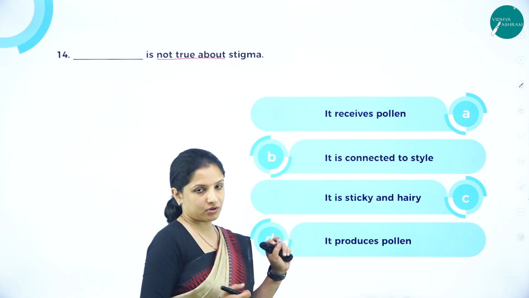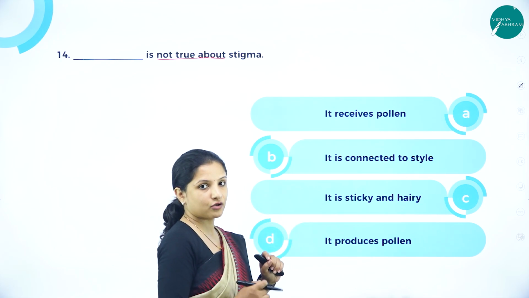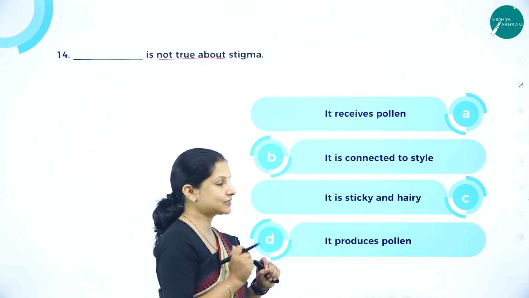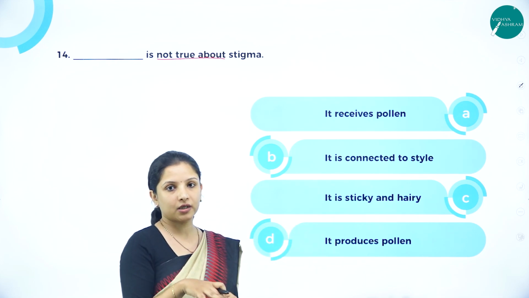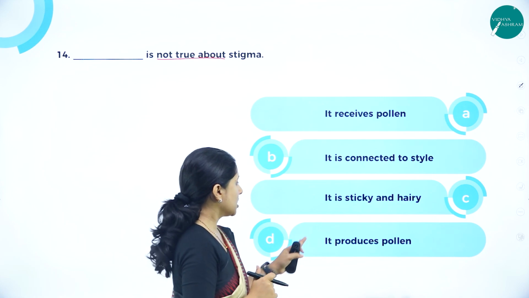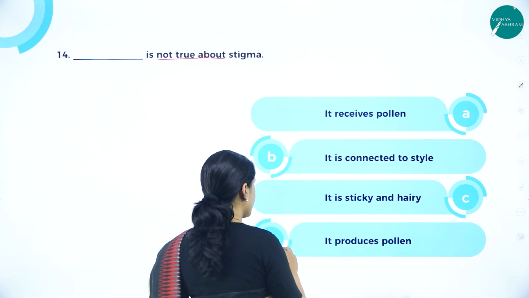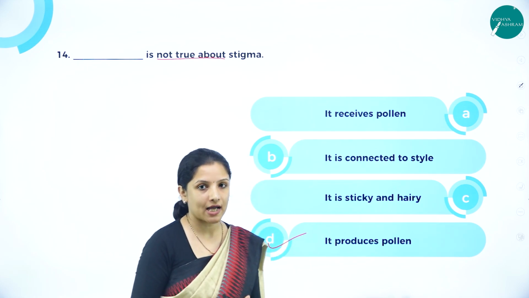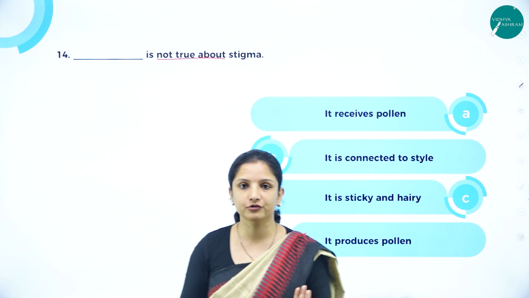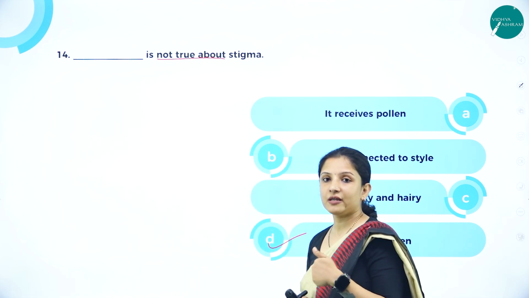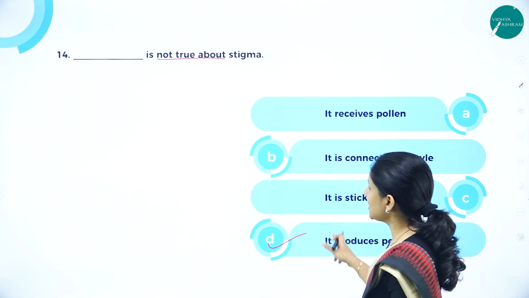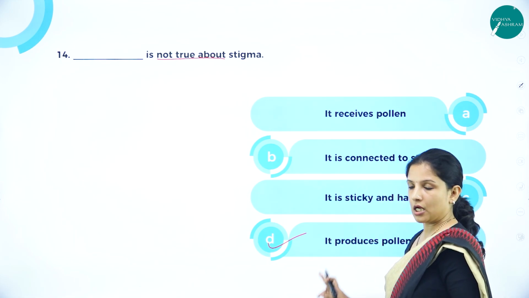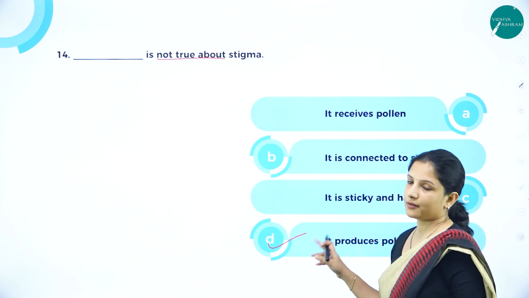Of course, it is connected to a style. It is sticky and hairy, of course, for it to retain the pollen grain. Next, it produces pollen? No, because pollen is produced by the anther. Stigma doesn't produce the pollen because it is the female reproductive part of the flower. So, option D is not true about stigma, or option D is false about stigma.